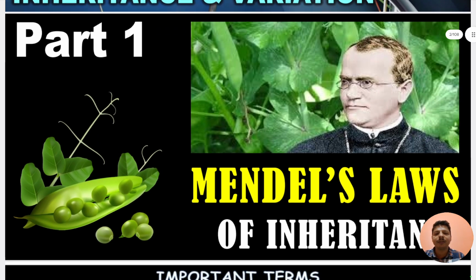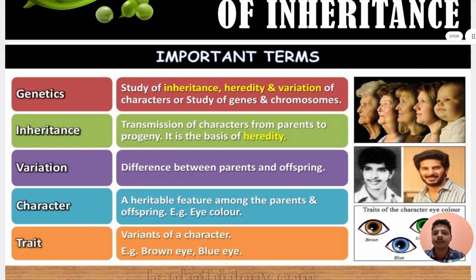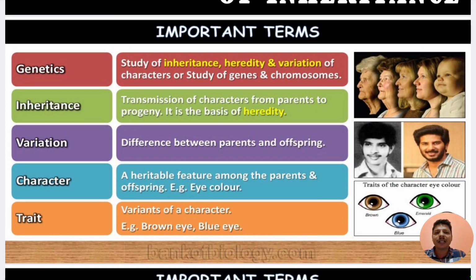First we are going to see what is the topic inside the PDF. First of all, Mendel's law of inheritance. You have to start with some important terms, and the first is genetics. Genetics means study of inheritance, heredity and variations of characters, or study of genes or chromosomes is called genetics. Coming to inheritance, it is the transmission of characters from parents to progeny. It is the basis of heredity. Progeny means offspring. Coming to variation, that is difference between parents and offspring.